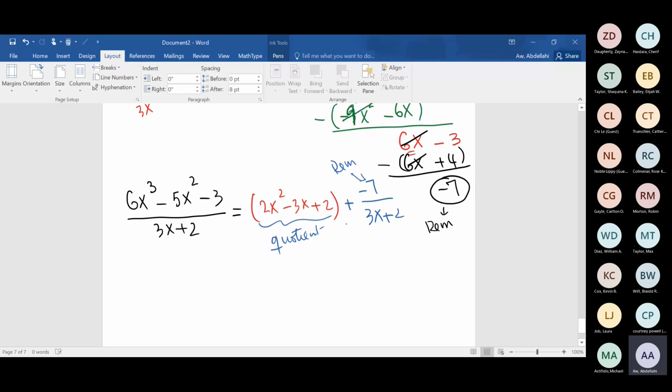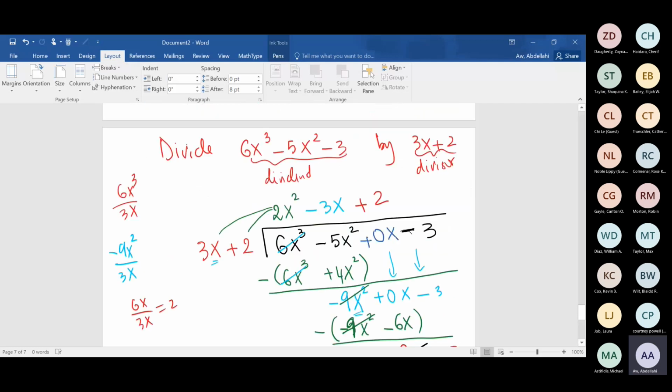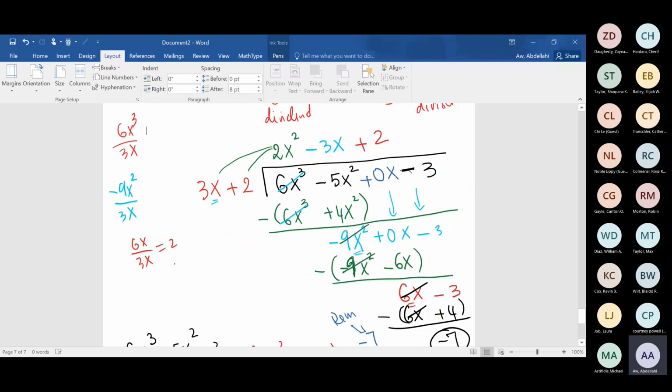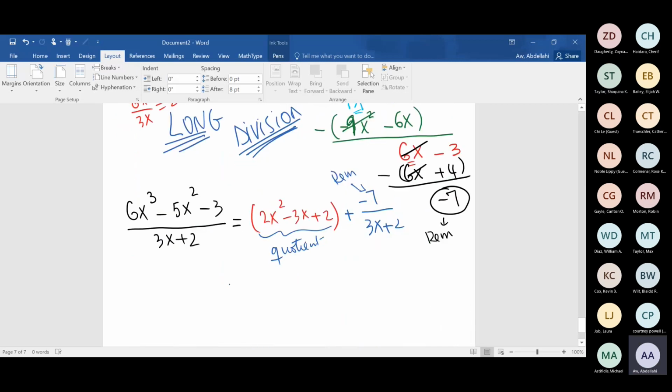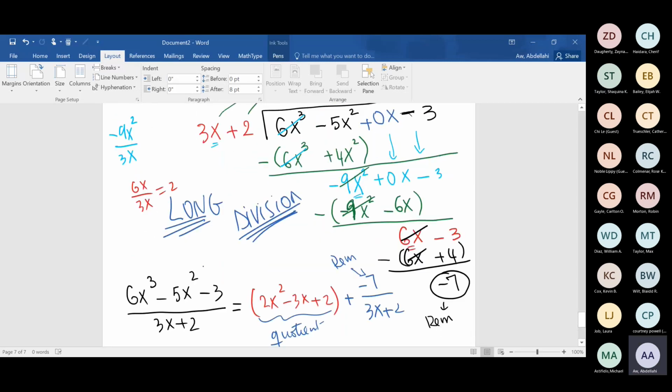That is a long division, okay? We call that long division, right? That is how we divide polynomials. All right. So this will not be on the test. When you come back Thursday, we're going to continue on that.